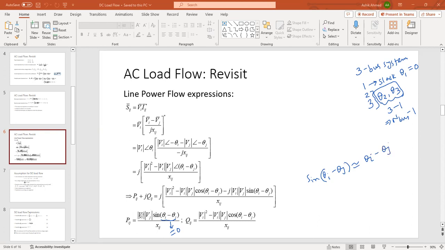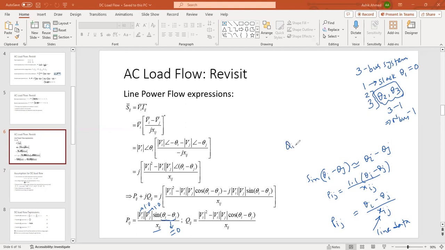So ultimately this becomes what? Ultimately Pij becomes 1 into 1. So this is 1. This is 1. Sine of theta i minus theta j is simply theta i minus theta j, divided by the line reactance Xij. So simply the line flows can be represented as a function of theta i and theta j, a function of the bus voltage angles, whereas the denominator is simply the line data. This is basically the line reactance. So this is Pij after application of the assumptions associated with the DC load flow.